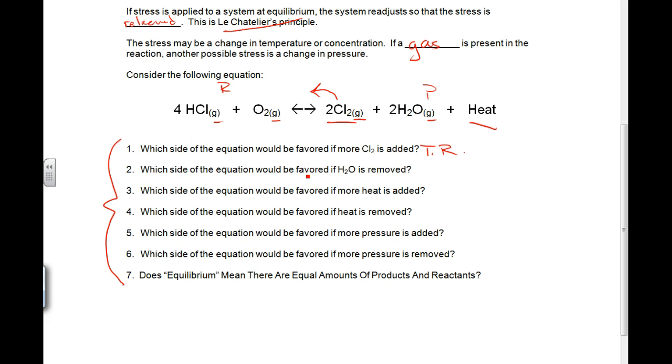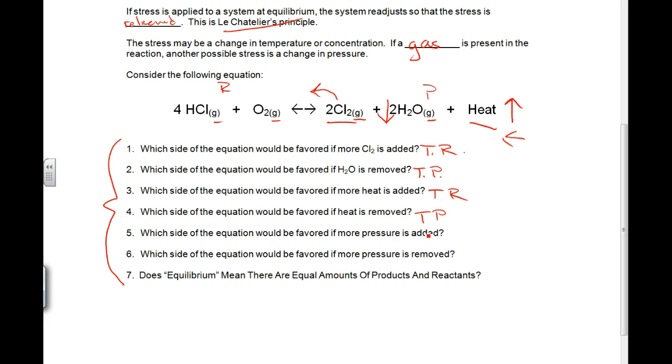Which side of the equation would be favored if water is removed? All right, if I take away, I stay. So since I'm removing products, I stay towards the products. All right, number three, which side would be favored if more heat? If I increase the heat, I go away. So towards reactants. Which side of the equation would be favored if heat is removed? That would be the opposite, so towards products.